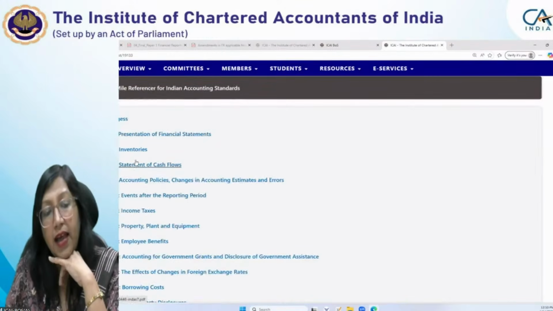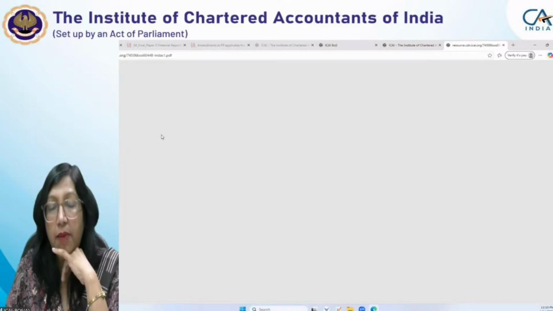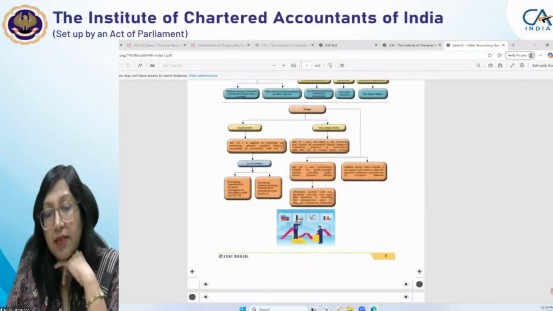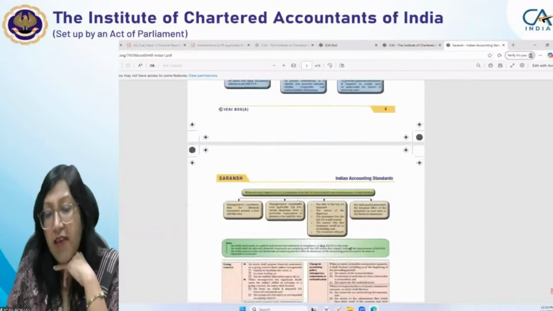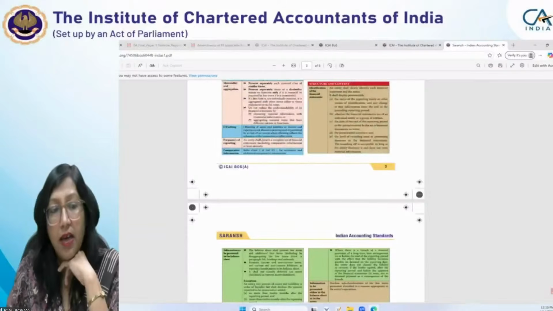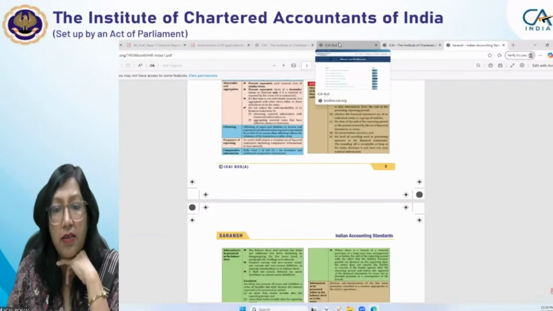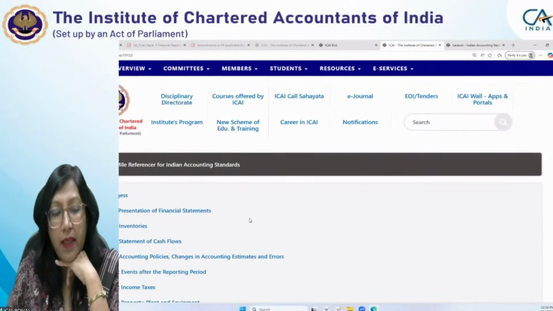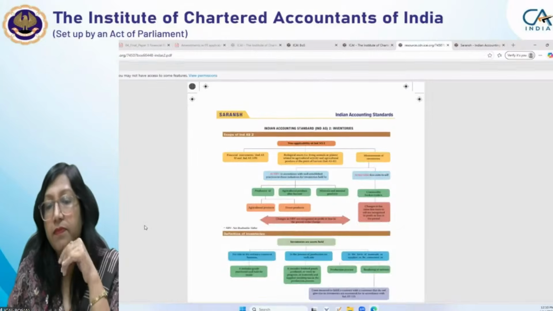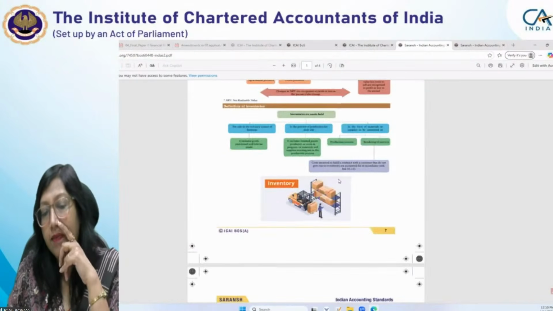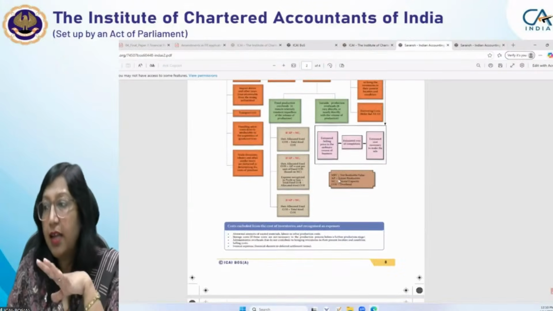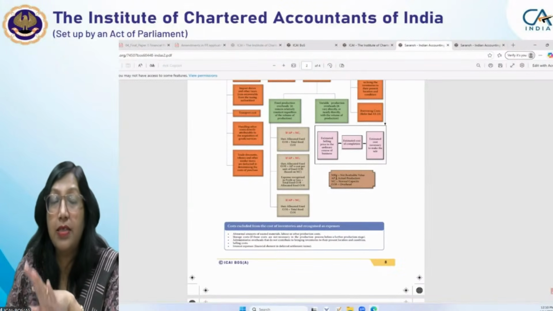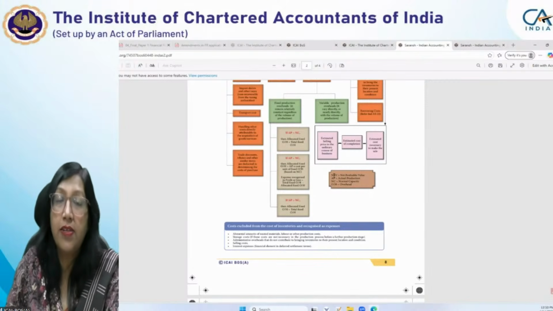For every standard we have the Saransh. For example, I open Ind AS 1. See, we have Saransh. Again, if I go to another standard, say I'm opening Ind AS 2, again I came back here only. I go for inventories. Check this. Hope it is clear. Saransh for Indian Accounting Standard is very well there. In fact, this is one of the first Saransh which we issued.